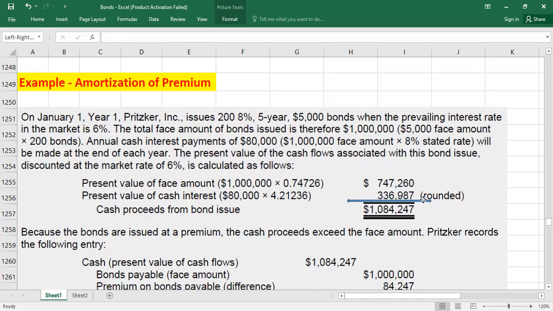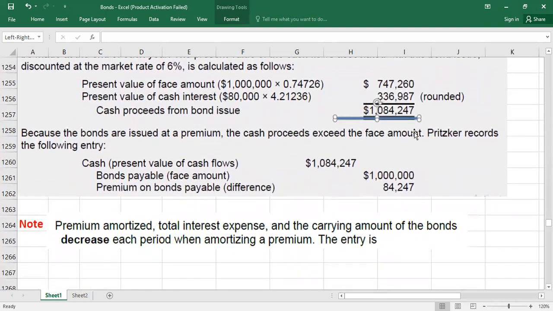Now we will add these two values. It means our total present value is 1,084,247. This is also called cash proceeds, also called market value, or the issue price. Now you have to compare this present value with the face value, and you know face value is 1 million. You can see your present value is more. Whenever your present value is greater than face, it is a case of premium.